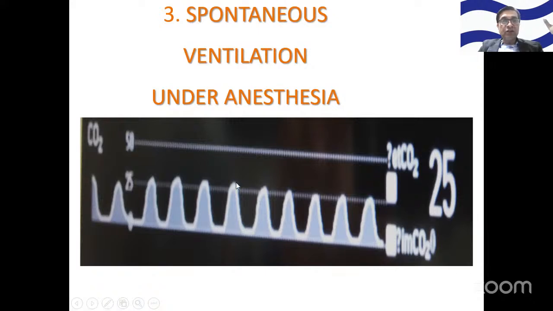EtCO2 graph. It will not be the squares. It will be an inverted U wave kind of thing because that phase four is lacking in those kind of patients. So you will get this kind of waveform in spontaneously ventilating patients under deep sedation.